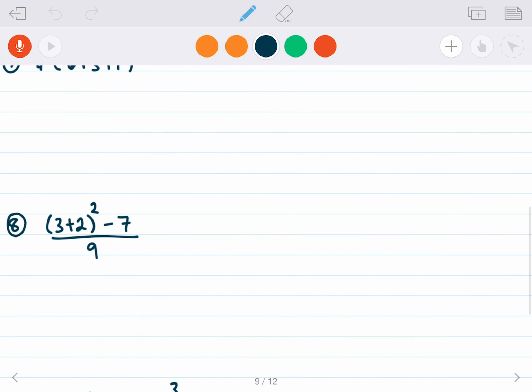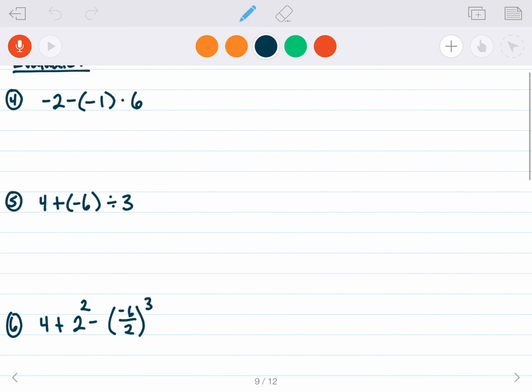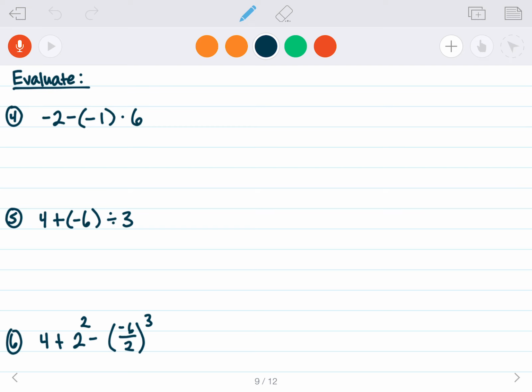All right, let's try some more. Let's do a bunch of examples. Okay, so whenever I am simplifying or evaluating an expression, basically what I'm doing is I'm condensing it. I'm trying to make it smaller, and I'm trying to figure out what number I get when I do all of these operations.